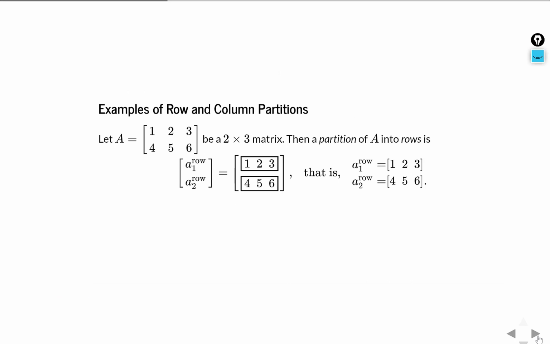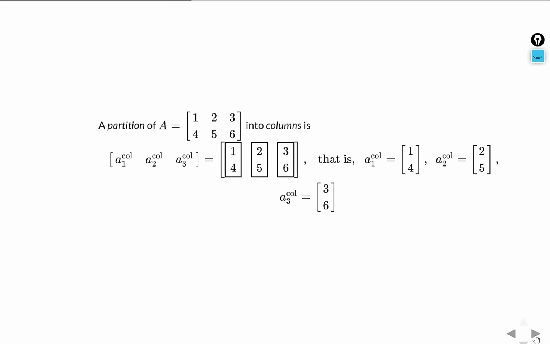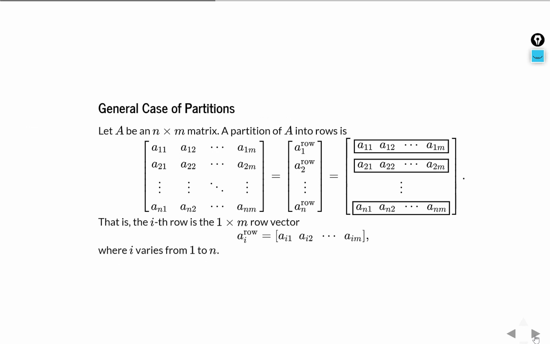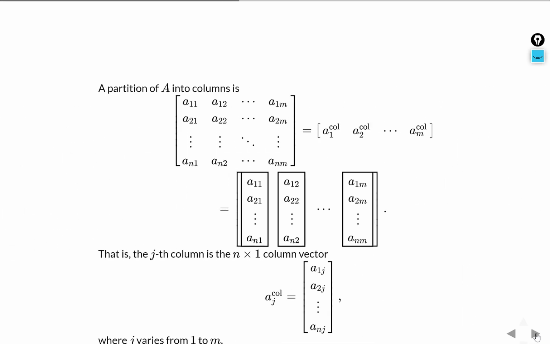Now we're going to look into how to partition matrices into row and column vectors. Here A is a 2 by 3 matrix. We can partition A into 2 row vectors. Each row vector has the same number of columns as the original matrix. We can also partition A into 3 column vectors. Each column is a 2 by 1 vector and has the same number of rows as the original matrix. In general, for an n by m matrix, we can partition the matrix into n rows or m columns.